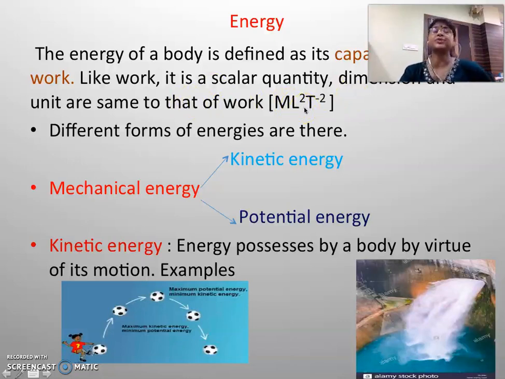Now there are different forms of energy. We are familiar with those different forms. Now let me consider mechanical energy. Mechanical energy comprises kinetic energy and potential energy. So let me explain kinetic energy first. Kinetic energy is the energy possessed by a body by virtue of its motion.